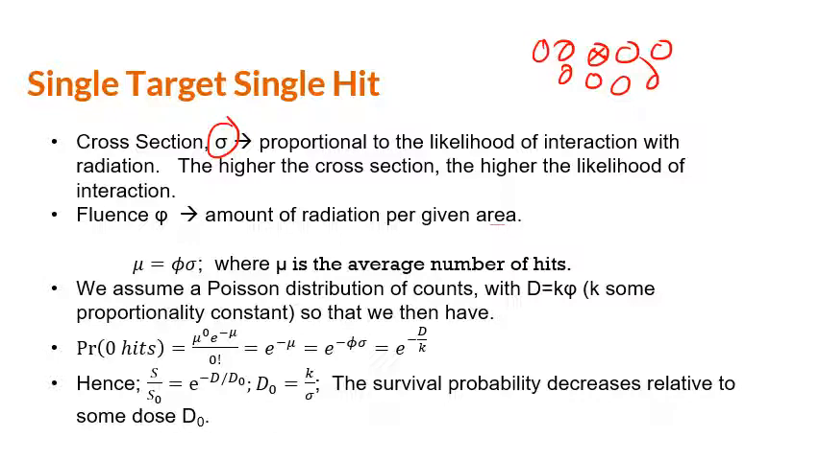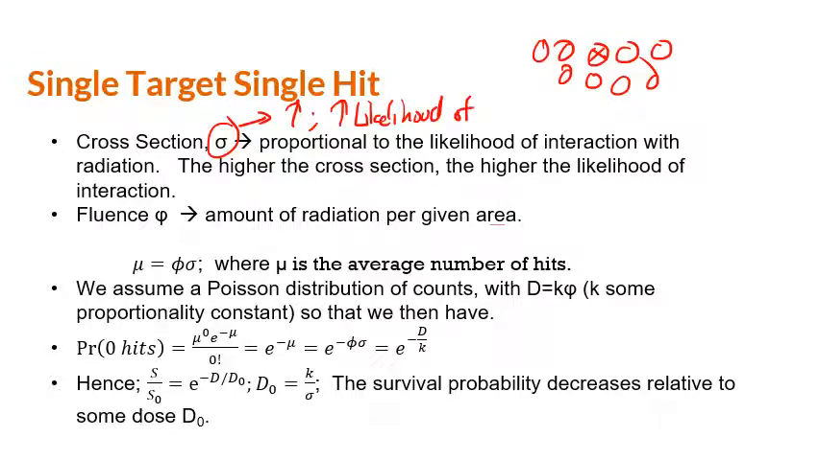So meron kang absorption cross-section, meron kang scattering cross-section, meron kang neutron capture cross-section, etc. So depende sa interaction, meron kang corresponding cross-section. So ang thing is, pag mas mataas yung value ng cross-section, mas mataas yung likelihood of interaction. So this is your cross-section. Just take it as some constant na kapag mataas yung likelihood of interaction.